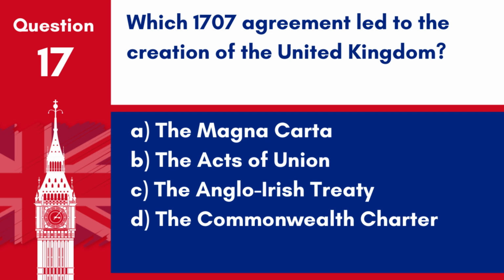Question 17. Which 1707 agreement led to the creation of the United Kingdom? A. The Magna Carta. B. The Acts of Union. C. The Anglo-Irish Treaty. D. The Commonwealth Charter. Answer. B. The Acts of Union. This agreement between England and Scotland in 1707 led to the creation of the United Kingdom of Great Britain.